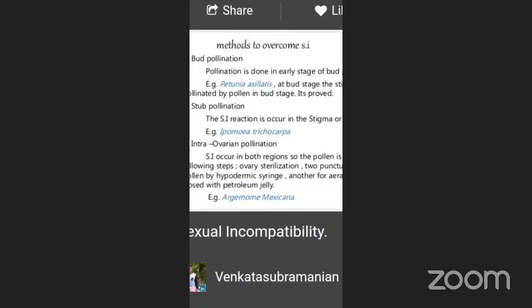Another method to overcome incompatibility is stump pollination. Some investigators have attempted to shorten the distance the pollen tube has to go in the pistil by removing the style partially or fully and pollinating the cut end. This has been particularly useful in crosses involving parents which differ in the length of the style.